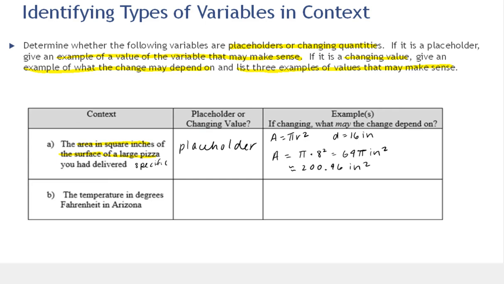Let's look at the next one. The temperature in degrees Fahrenheit in Arizona. So now we're thinking, or we want to think, is this one specific number, or can this be a changing value? Okay. And I claim it's a changing value, so I'm going to start here by listing things the change could depend on. So the change could depend on what time of year it is. That would affect the temperature. Where you are in Arizona.